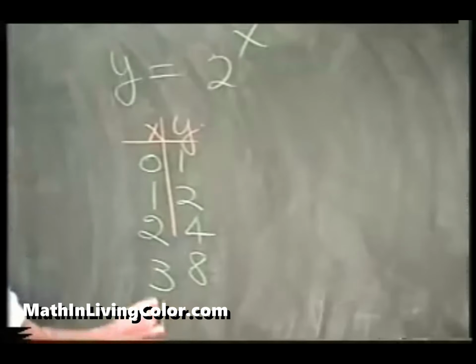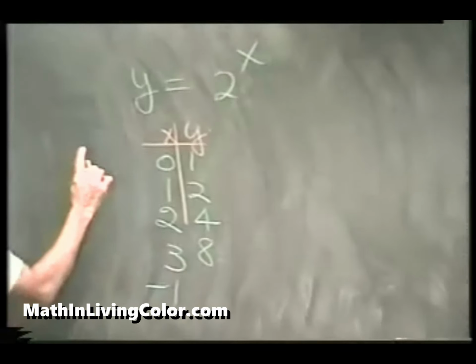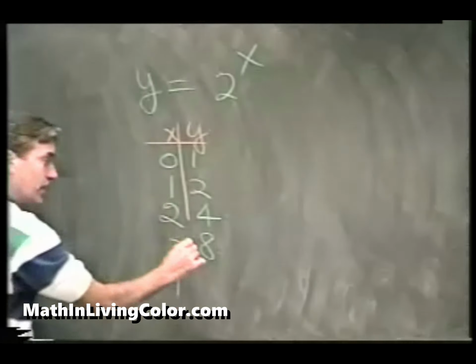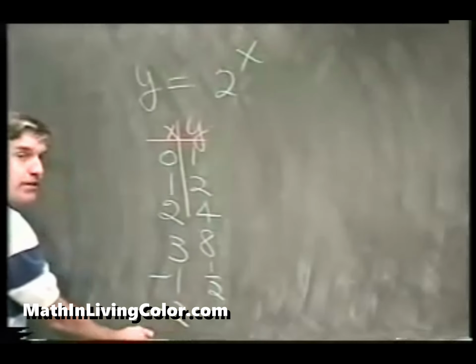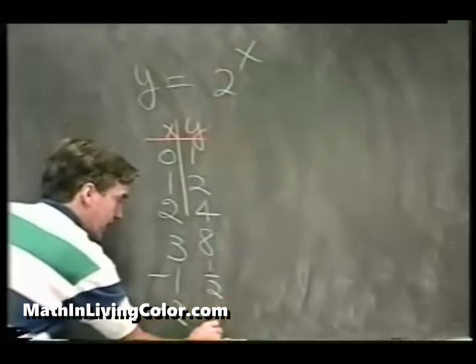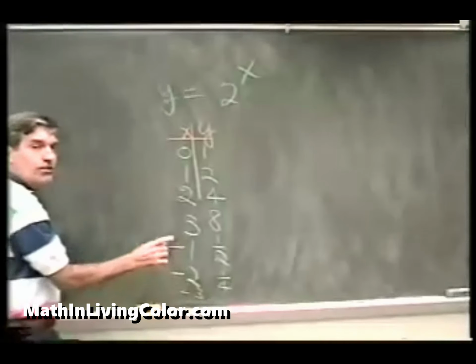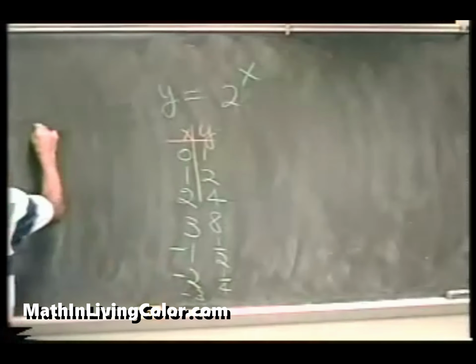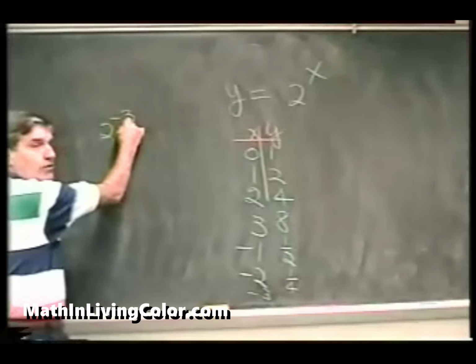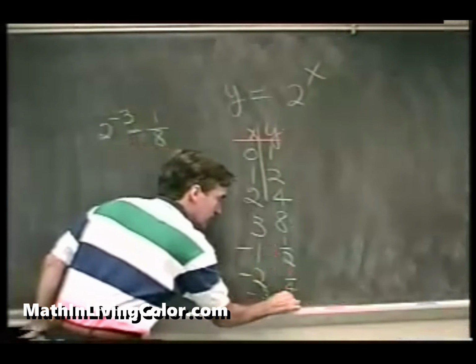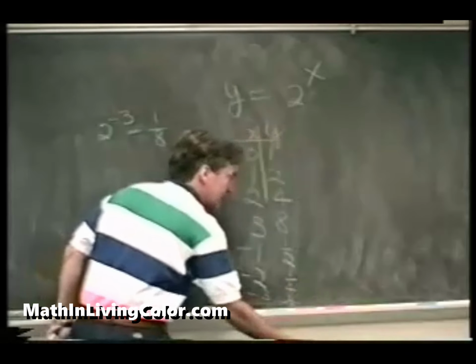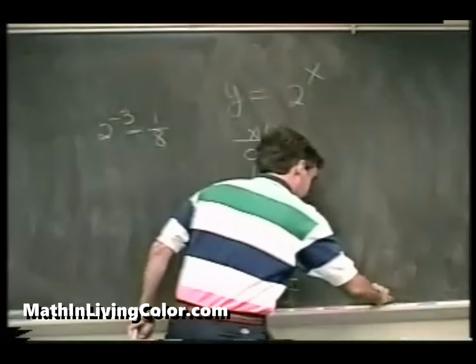Let's try a negative number. Negative 1. 2 to the negative 1 power would be 1/2. 2 to the negative 2 would be 1/4. And negative 3, 2 to the negative 3 power means what? 1/8. Okay? I'm almost out of board.